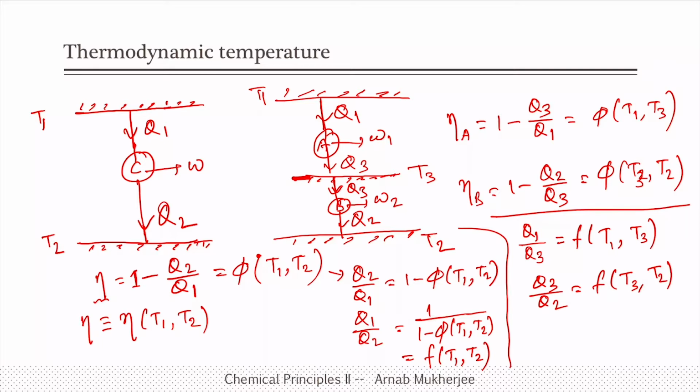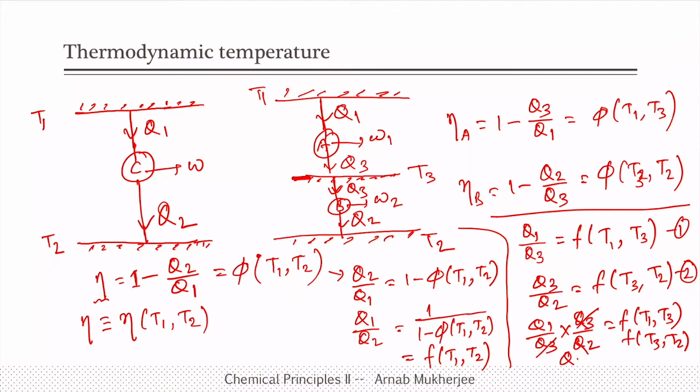Now, you see one interesting thing happens. I can multiply equation 1 and equation 2. So, if I multiply equation 1 and equation 2, what I am going to get? Q1 by Q3 into Q3 by Q2 is equal to F T1 T3 multiplied by F T3 T2. Left hand side cancels and gives us Q1 by Q2 is equal to the product of two functions.